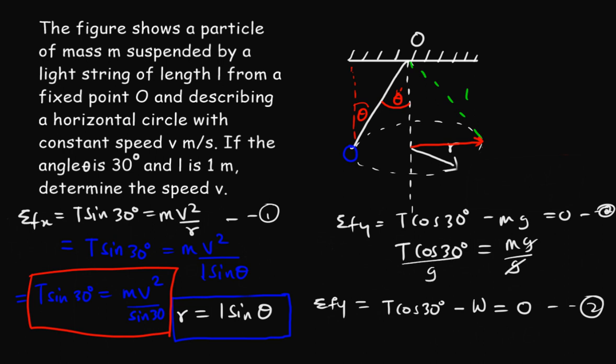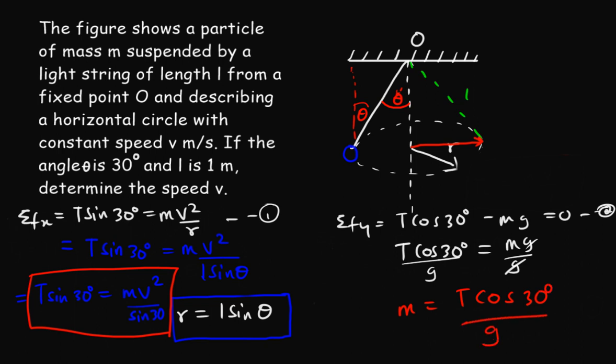So this is going to give us the mass to be equal to T cosine of 30 degrees over G. Okay, so we can do some substitution here in this equation 1. So let's do the substitution.